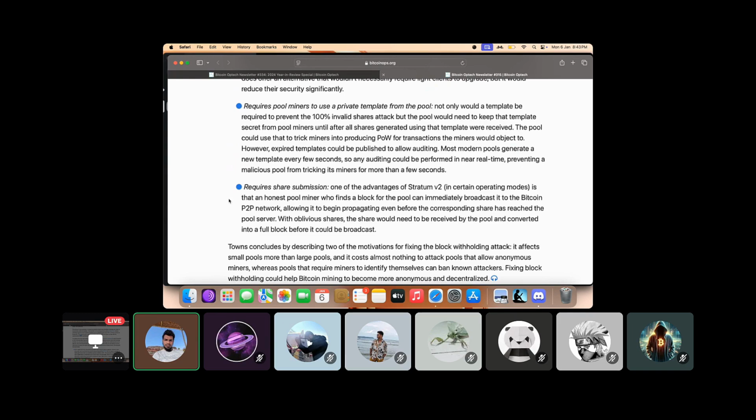But with oblivious shares, since it's only the mining pools that can validate that block, you will have to share it with the mining pool first. The mining pool will validate that block, and then the mining pool will announce it to the other nodes. So it kind of increases the overheads of validating the block, and it enhances the overheads of reaching consensus.